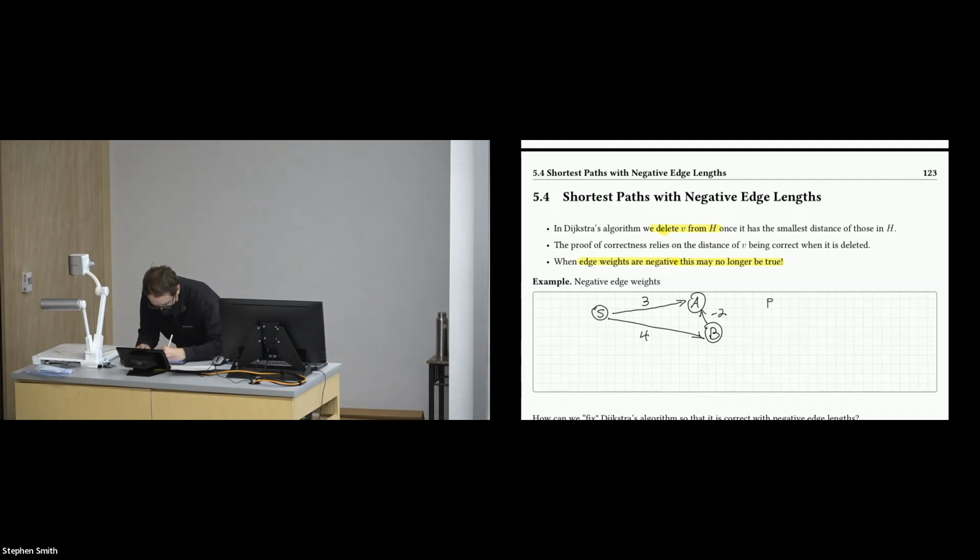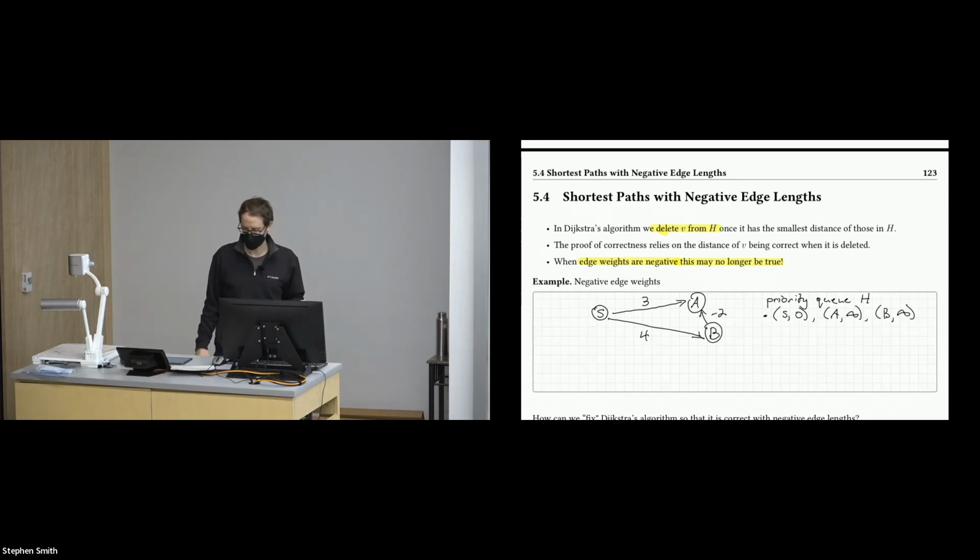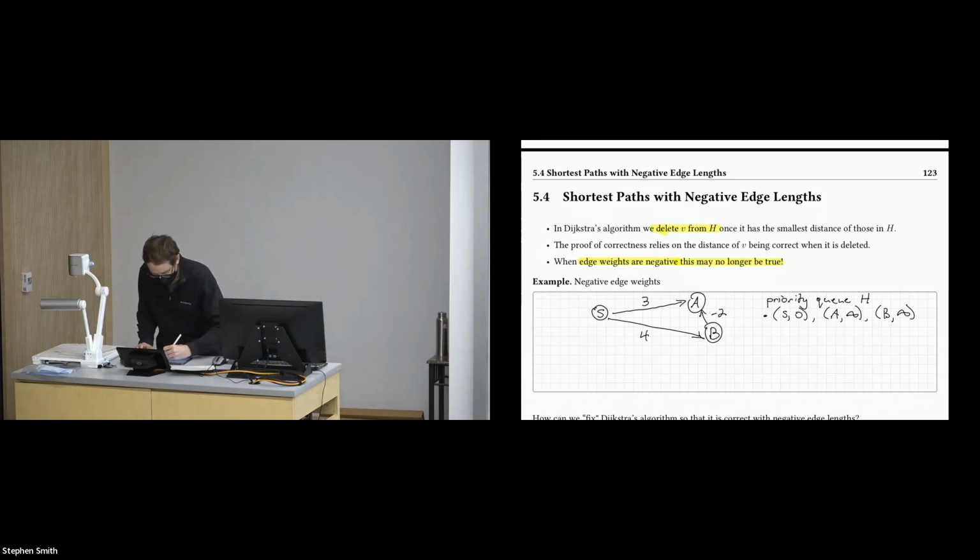So if we look at our priority queue, H, I'll write the key value pairs. When it gets initialized, the distance to S is 0. So we have S with distance 0, A with distance infinity, and B with distance infinity, assuming that we call Dijkstra's on the start vertex.